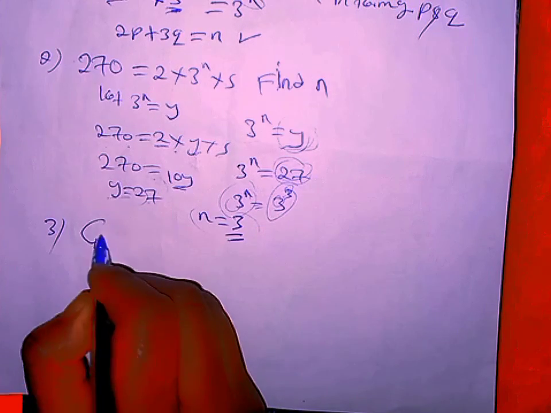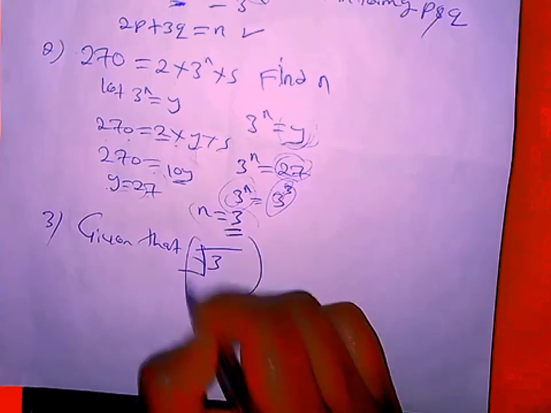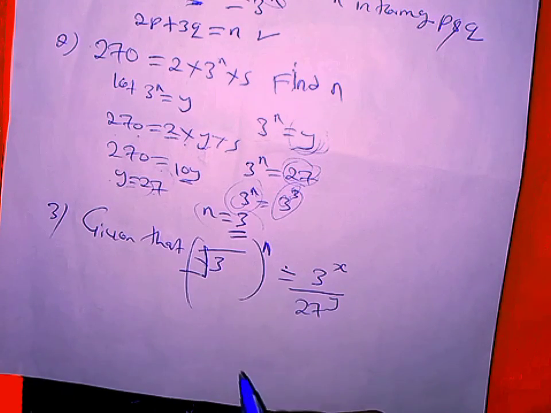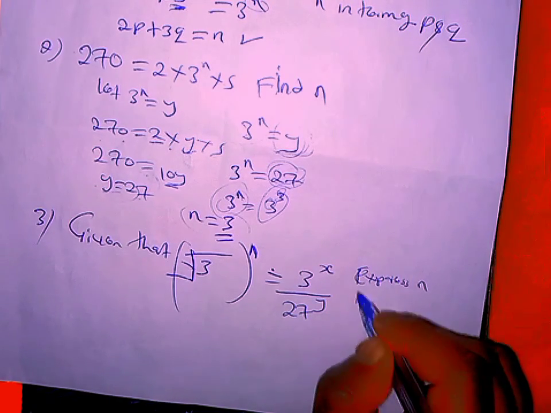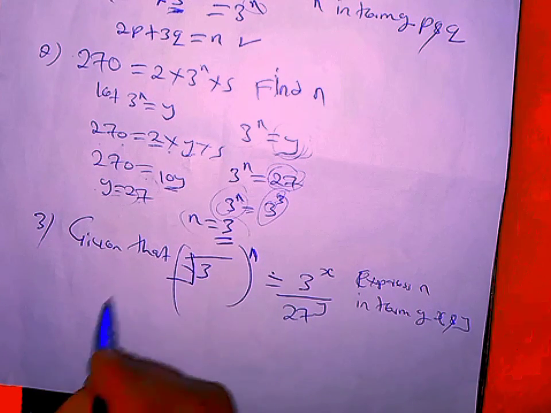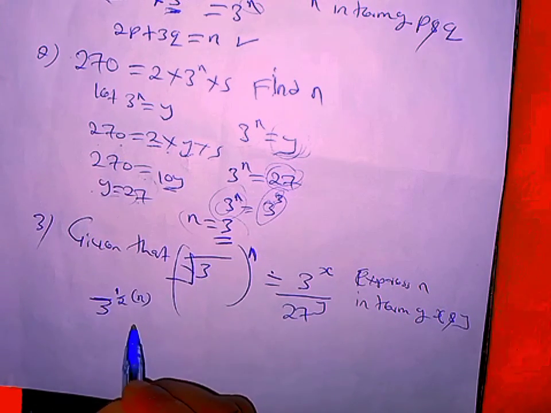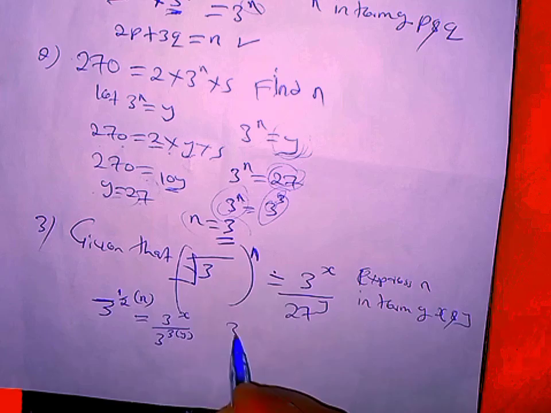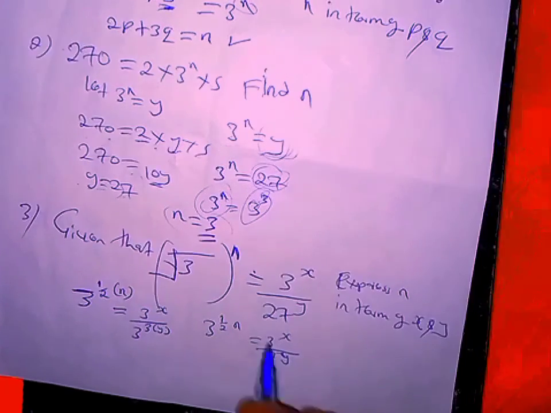Next, number 3. Given that the square root of 3 power n equals 3 power x over 27 power y, we express n in terms of x and y. The square root of 3 is the same as 3 raised to a half, then times n equals 3 raised to x over 3 raised to 3y. That is 3 raised to a half n equals 3 raised to x over 3 raised to 3y.